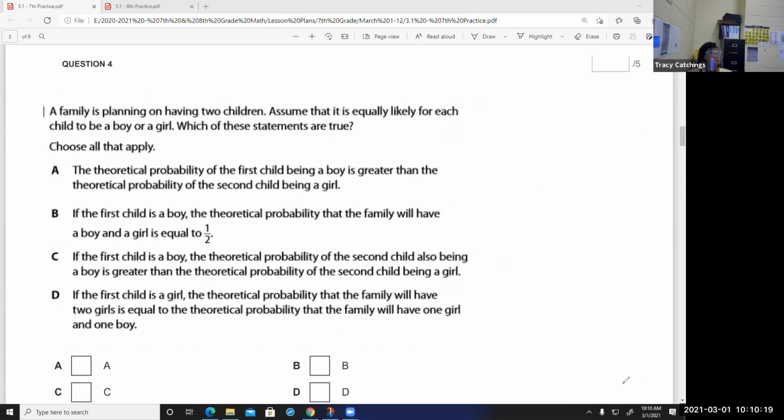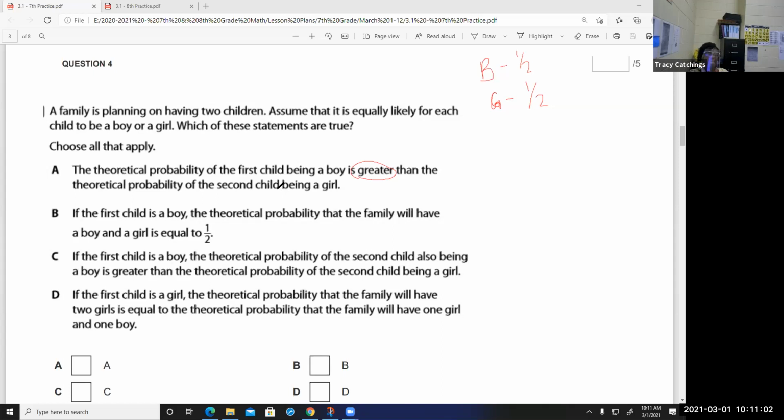All right, number 4. A family is planning on having 2 children. Assume that it is equally likely for each child to be a boy or a girl. Which of these statements are true? A says the theoretical probability of the first child being a boy is greater than the theoretical probability of the second child being a girl. How many genders do we have? So if I get a boy, what's my percent? I have. If I get a girl, what's my percent? I have. Equally likely.